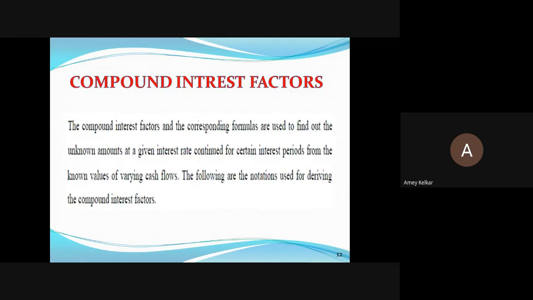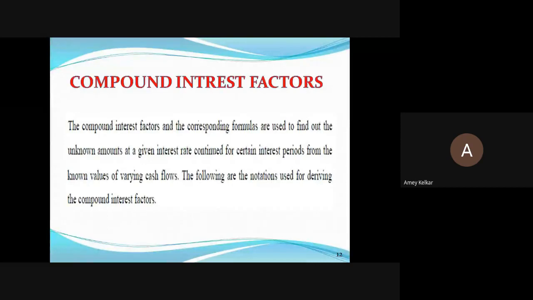So compound interest factors. The compound interest factors are corresponding formulae which are used to find unknown amounts at a given rate of interest for certain periods. The following are the notations which we'll be requiring. So compound interest factors are the different formulas which we'll be using while solving some easy examples initially. Further with time, the examples will get complicated. So these factors are dependent on the rate of interest and the period. And by using the formulas and the charts and the tables, we can easily find these answers.